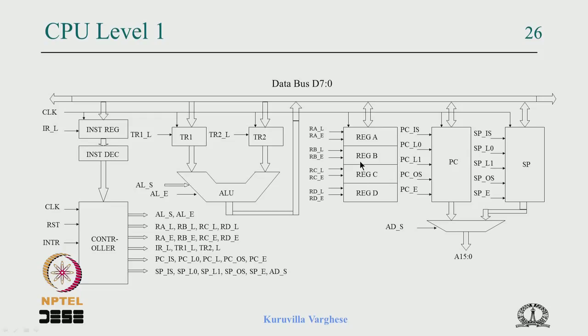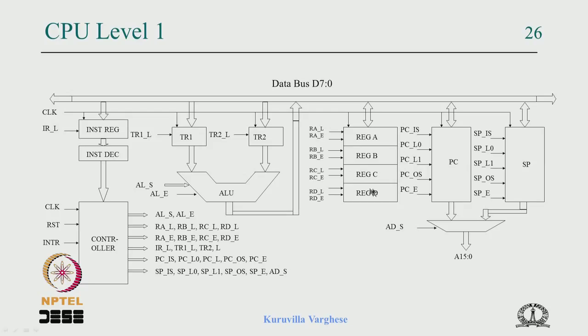As in a top down approach, you could have the second level partition some of the blocks together, having a separate controller and so on. One can think of a hierarchy of controllers, where a top level controller coordinates the second level controllers. So that is a data path and controller.